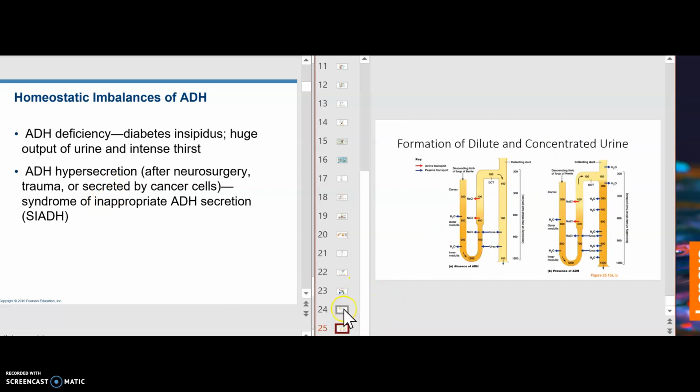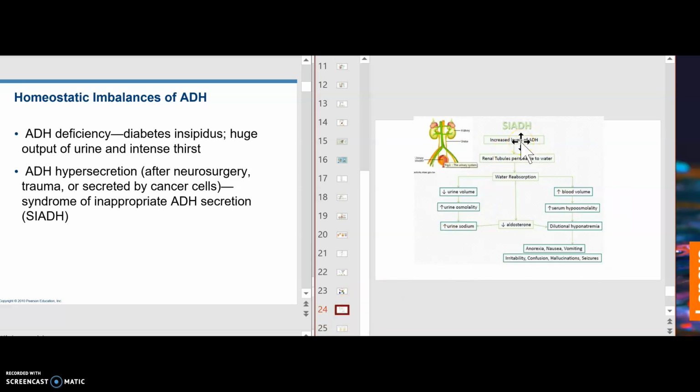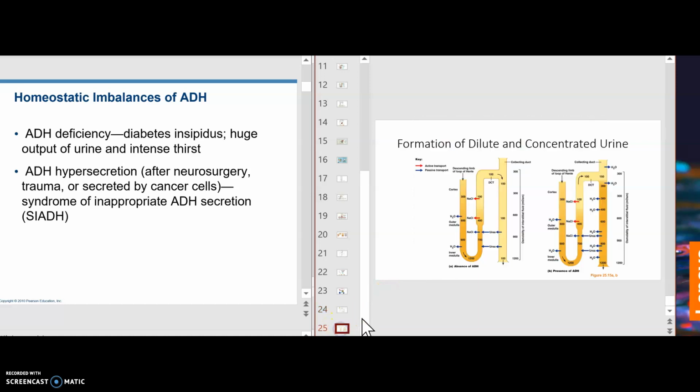Okay? So in this particular case, what we're looking at is called the syndrome of inappropriate ADH secretion. In this particular case, you have increased levels of ADH. The renal tubules, go back to kidney, become permeable to water. So let's look at this. Right here, you want to go back to this countercurrent exchange and countercurrent multiplier system. Remember, this is the collecting duct. The collecting duct is impermeable to water unless ADH opens up the doors to water, the aquaporin doors. If ADH is there, then the doors to water will open up.